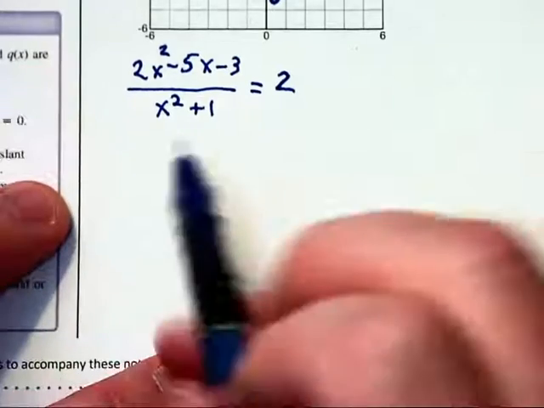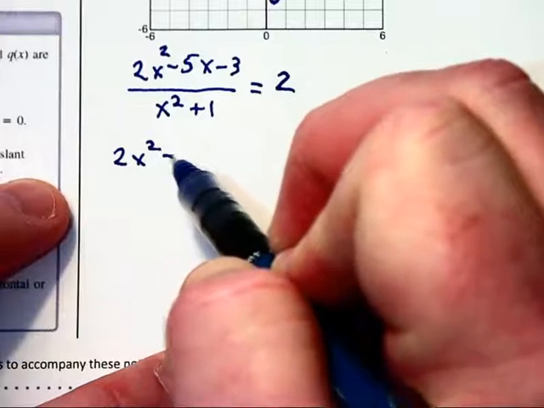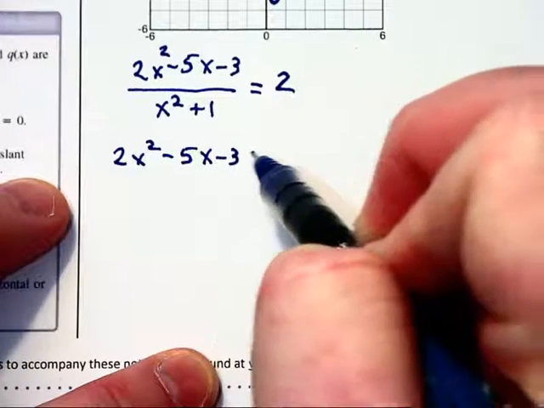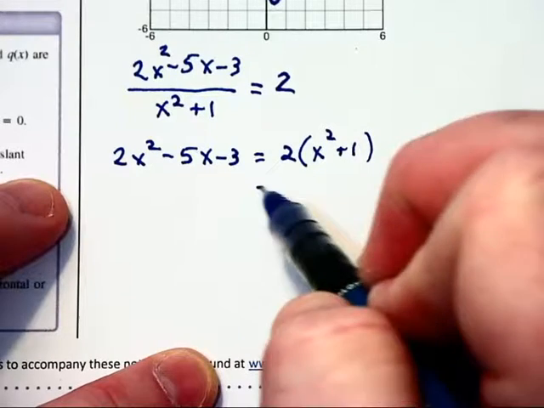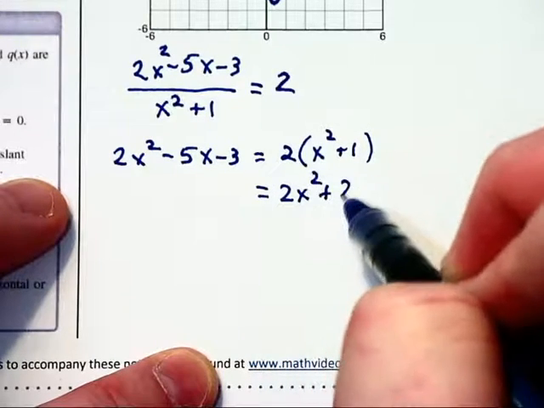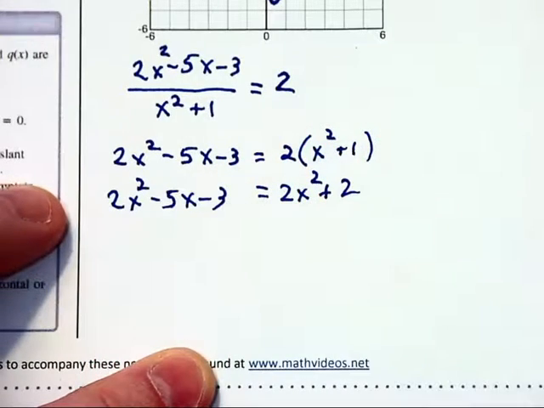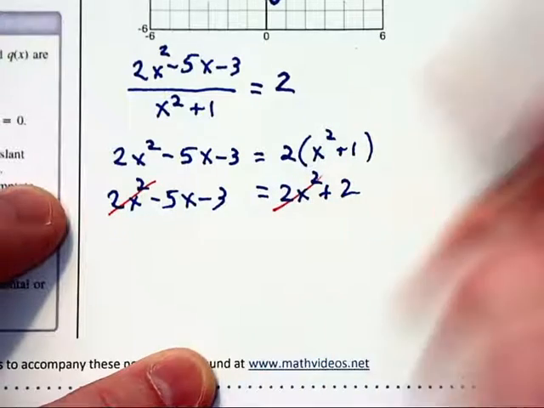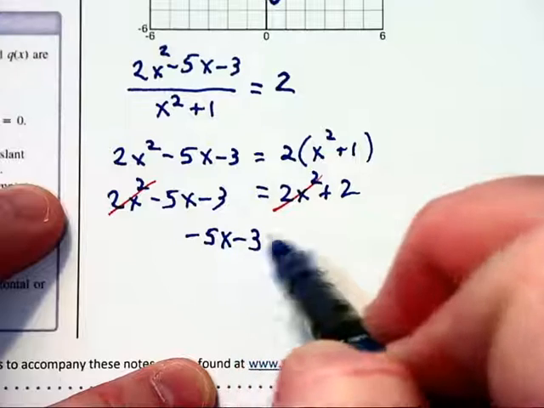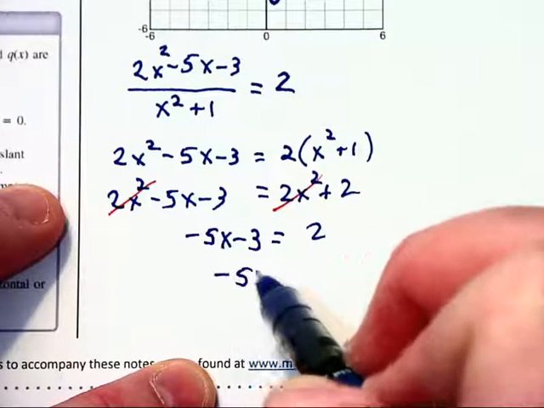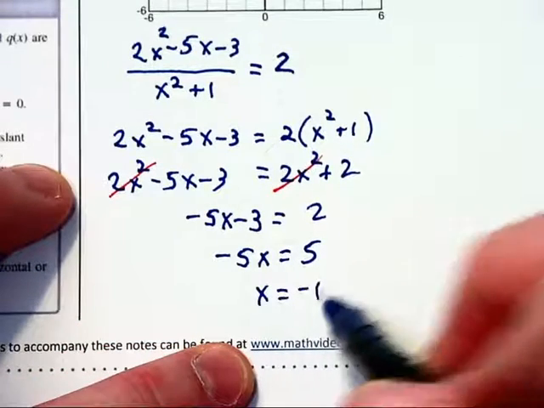Let's now multiply through by x squared plus 1 to cancel out the fraction. We will have 2x^2 - 5x - 3 equal to 2(x^2 + 1), which is 2x^2 + 2. And we can see that the 2x squareds are going to cancel out on each side. That gives us -5x - 3 = 2. -5x then is equal to 5, and therefore x = -1.